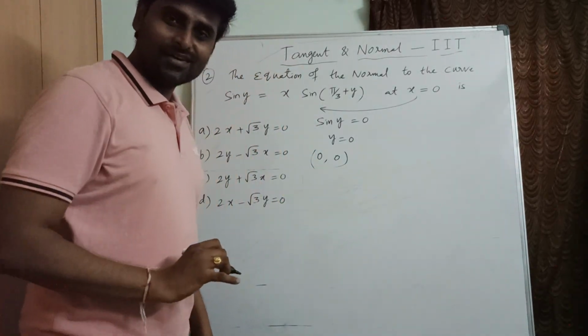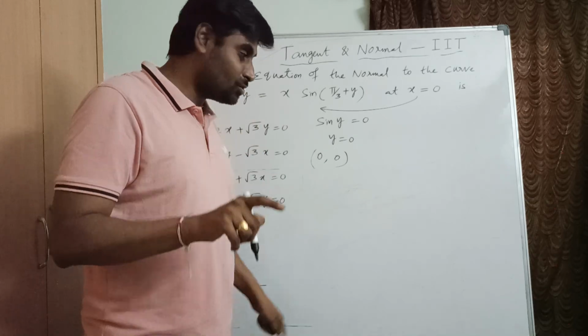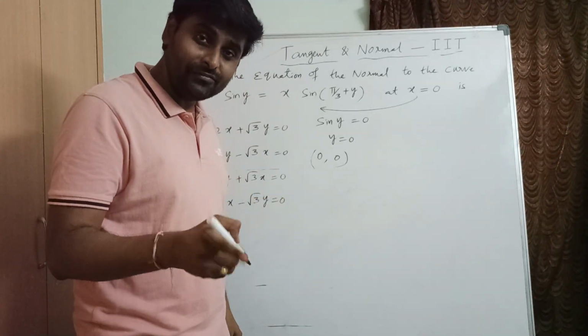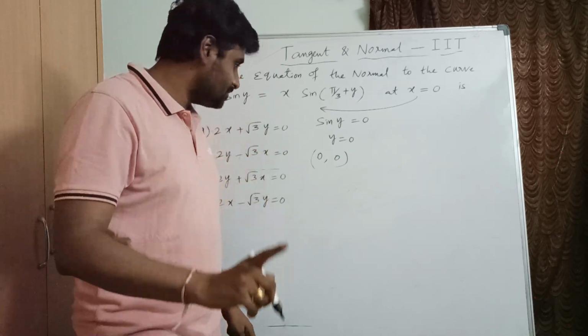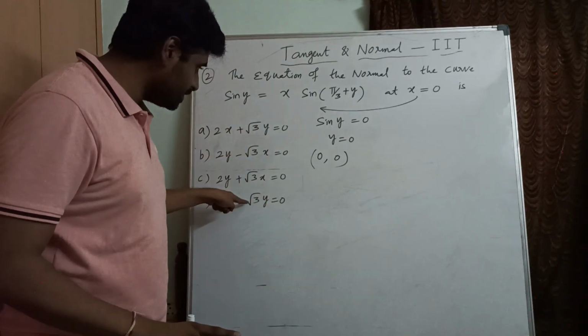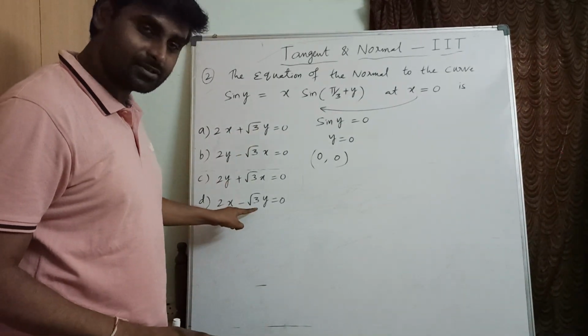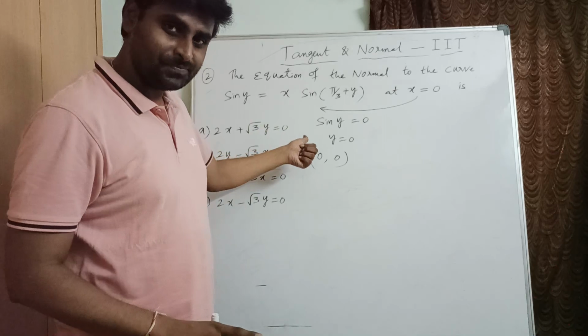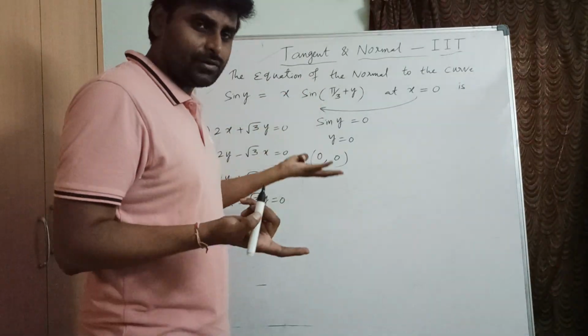0 comma 0. Right? So every tangent, every line that passes through 0 comma 0 will be in the form of y equal to mx. There is an x term, a y term, and no constant term. Here if you observe the options, everywhere the x term and y term are present. There are no constant terms because it is passing through 0 comma 0. So now let us find the slope to find the equation of normal or equation of tangent.